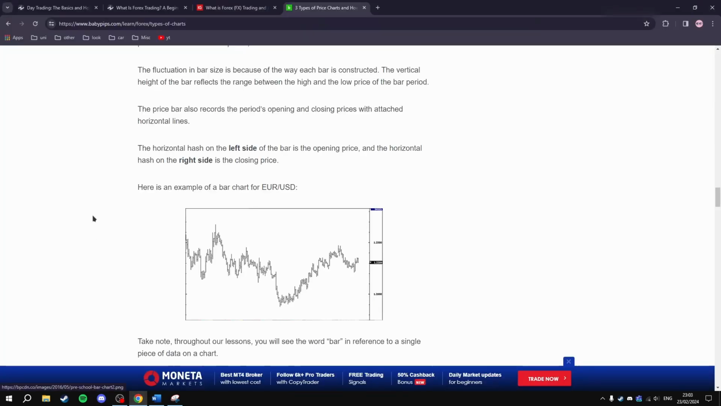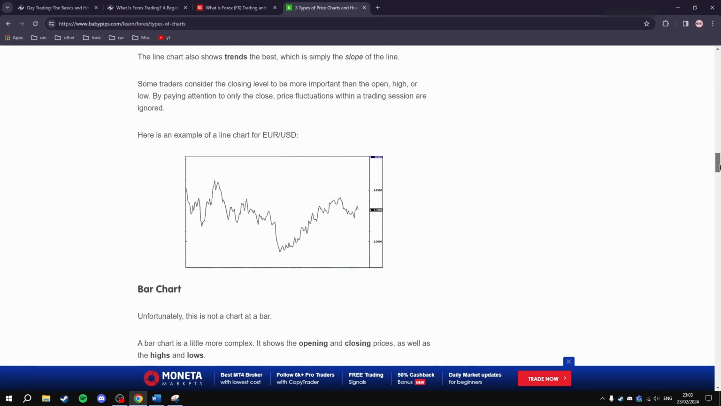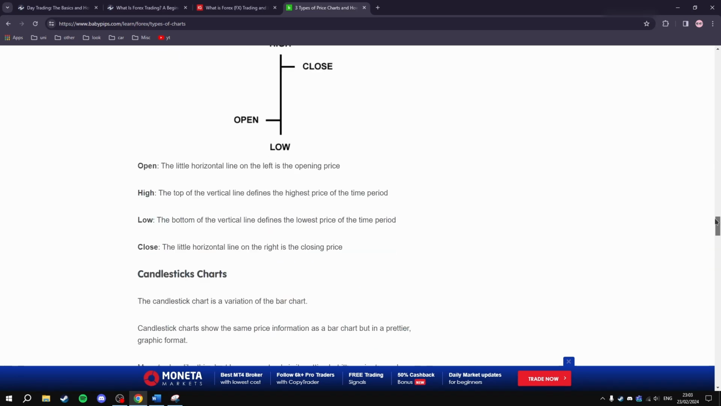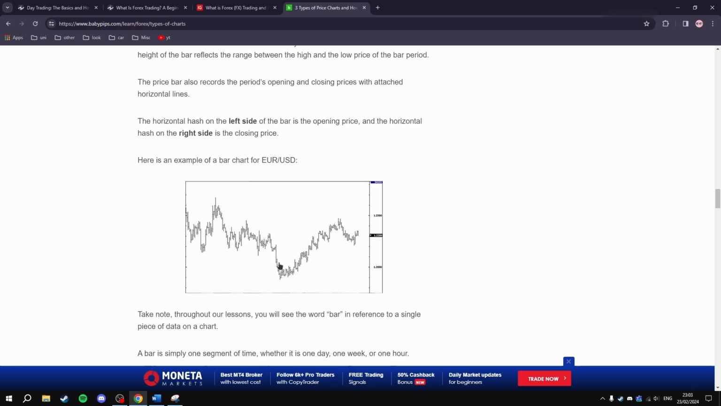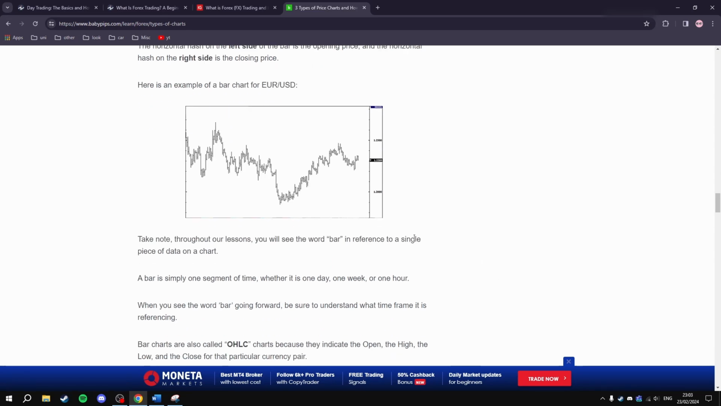Here is an example of a bar chart for EUR/USD. So that's a line, whereas this one we can see like, yeah, I don't really know how to describe it, to be honest.